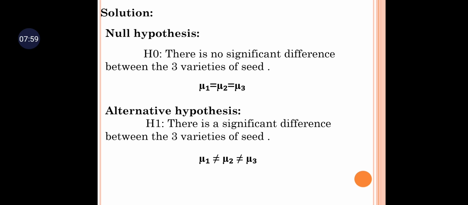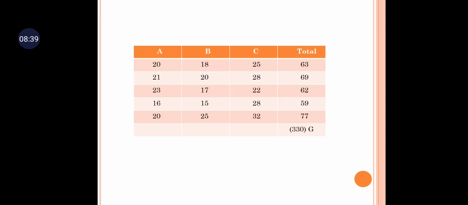The solution: null hypothesis H0, there is no significant difference between the 3 varieties of seed. That is, mu1 equals mu2 equals mu3. This is the null hypothesis. Alternative hypothesis H1, there is a significant difference between the 3 varieties of seeds. That is, mu1 not equal mu2 not equal mu3. This is the alternative hypothesis.